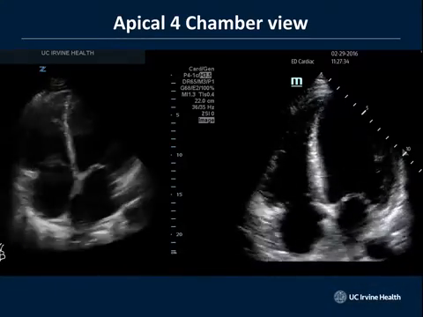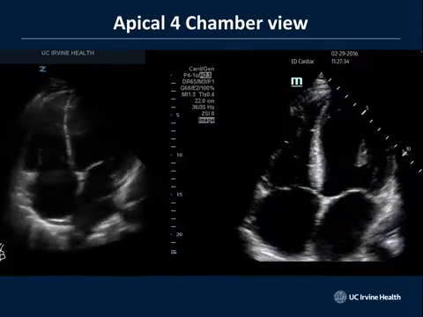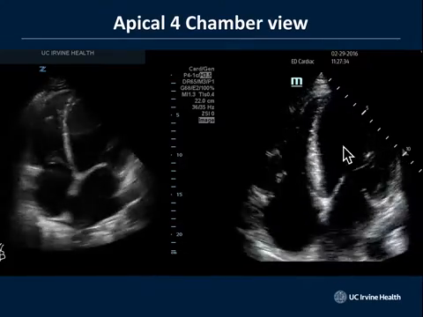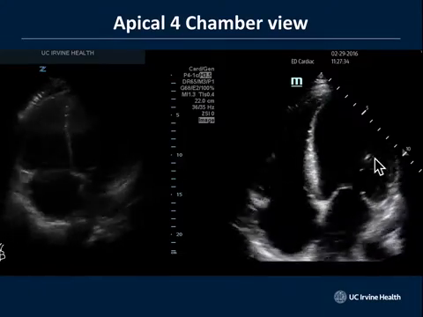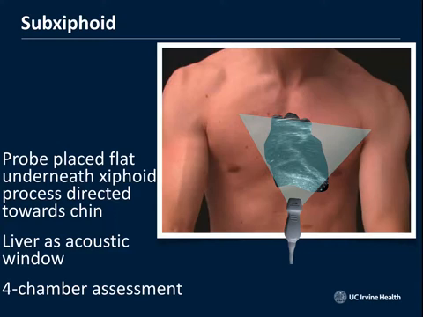And we can see here a couple of other views from some examples of an apical four-chamber view. We can see the right and left ventricles quite well in both of these hearts seen here.